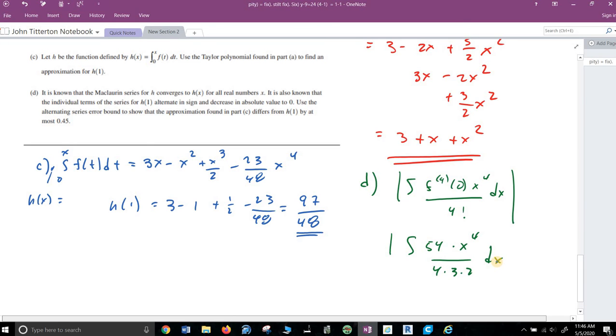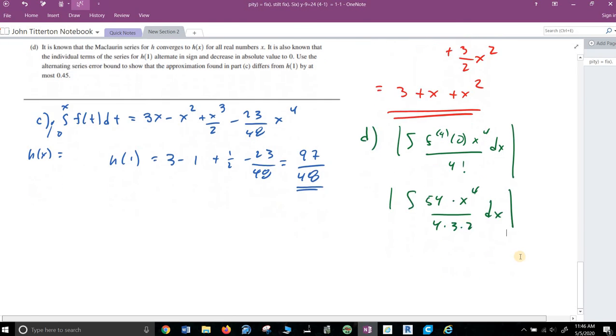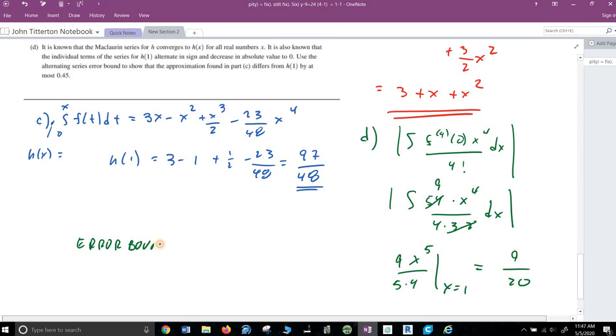By the way, you could just blast it out the other way too. And we get some nice cancellation here. 9, I think. So we integrate 9x to the fifth over 5 times 4. We plug in x equals 1 to find out what the mistake is, and we get 9 over 20. So we say the error bound for P4 of x is less than or equal to 9 over 20, which shockingly enough is 0.45.